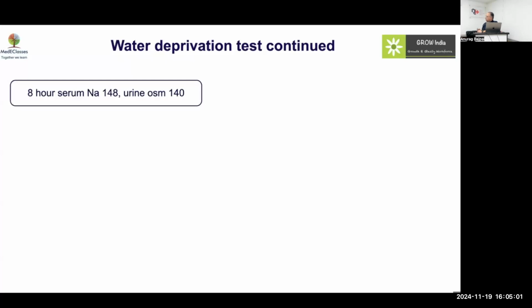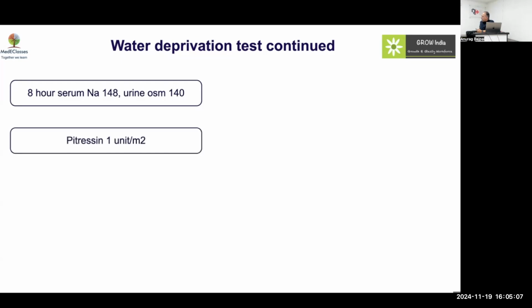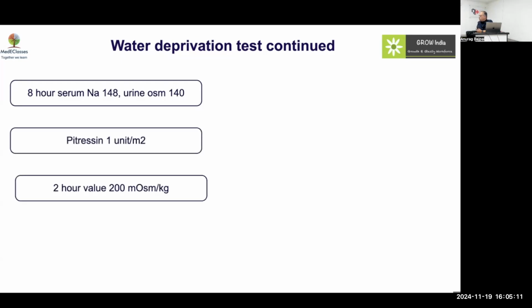At 8 hours, sodium was 148, urinary osmolarity 140. What is the diagnosis? So this is DI. Pitressin was given, 1 unit per meter square. 2-hour value was 200. So what do you think? The increase is less than 50%. But there is an increase. So what I'm trying to say is that don't exclude central DI. It's not confirming it, but it's not excluding it also.